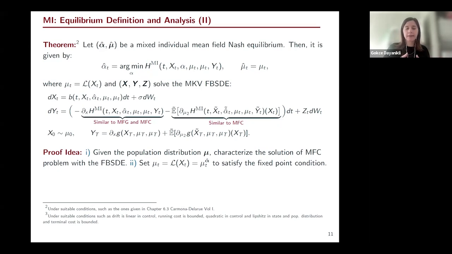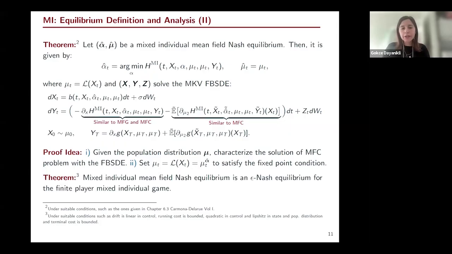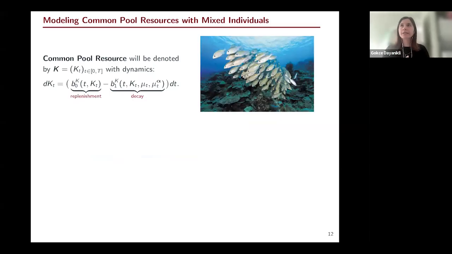Then we need to apply this fixed point. And this is done by setting the population distribution equal to the individual state distribution. And at the end, as you realize, these mu's are going to be the same because we assume that people are identical. So in terms of another result, we prove the epsilon Nash equilibrium results for this one, which says that if we solve this problem, we are giving an epsilon approximate Nash equilibrium to the finite player version of the problem.